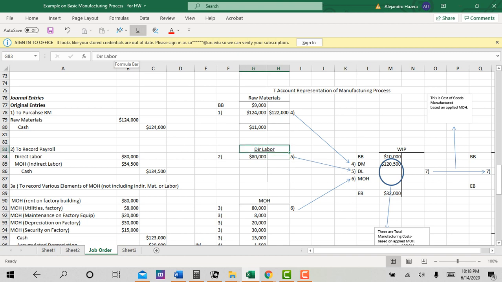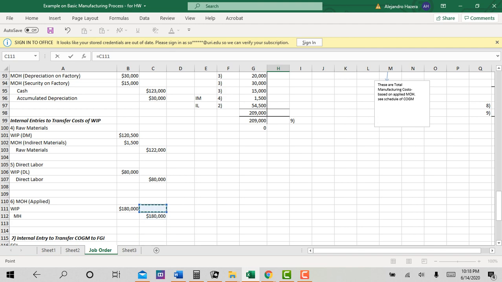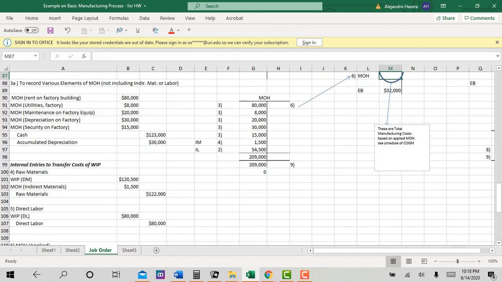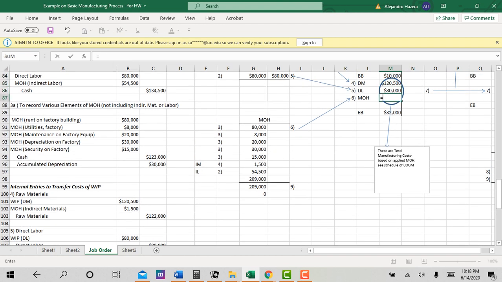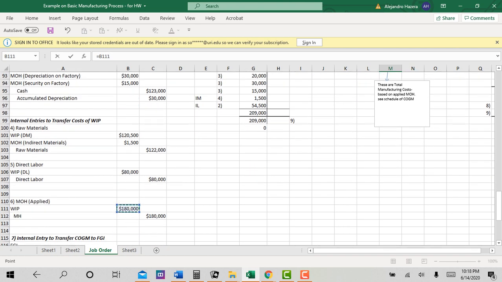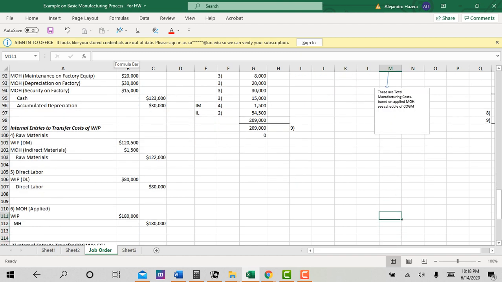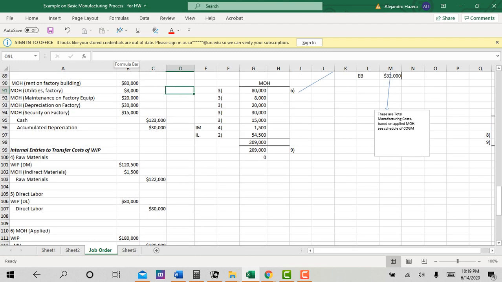Now in entry 5, what I'm going to do is I'm going to credit my direct labor. This is a type of payroll account, by the way. I'm going to credit direct labor for 80, and I'm going to debit work in process for direct labor for 80 also. So this is that debit right there. And then for manufacturing overhead, I'm going to go ahead and post my applied overhead. So my applied overhead is going to be, there's a debit to 180 right there. And then there's going to be a credit to manufacturing overhead right here, entry 6, for the applied overhead.